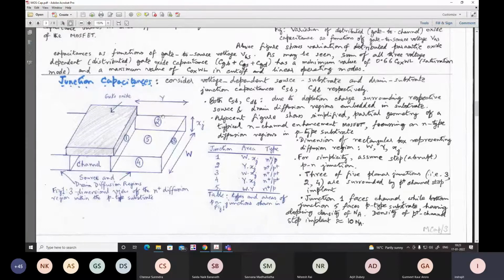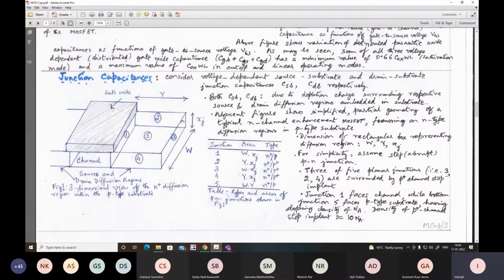So here we show Y, capital Y, as the length of the diffusion, W as the width, and Xj, that is the junction depth. Now here we are taking a view of the conventional device. So that means Y typically will be at least 10 times higher than W. We'll find that these dimensions are much above Xj. Xj may be as small as say only 1 micrometer, whereas this may be say 5 micrometer, this may be 8 micrometer, and so on. That we shall see as we take up the actual numerical problems.